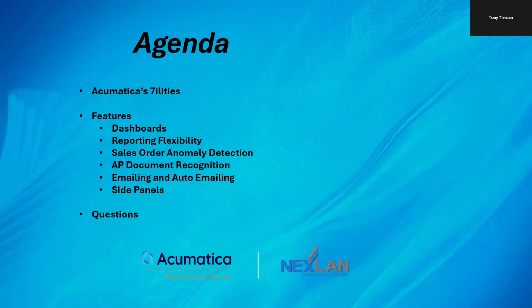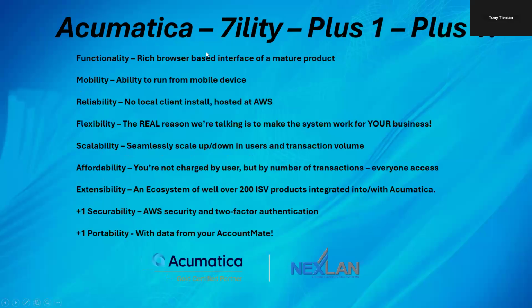So let's go to our 7 ilities. Here at NexLAN, we came up with our Acumatica 7 ilities, and we even have a couple extra here today. And I'm not going to go through all of these, but there is a couple that I'd really like to point out that we believe are really, really beneficial and positive to anybody looking at Acumatica. One is flexibility. You've been around NexLAN quite a bit. You've heard us say flexibility. That's the key ingredient to what we do.